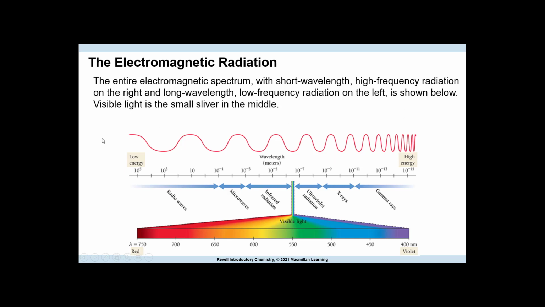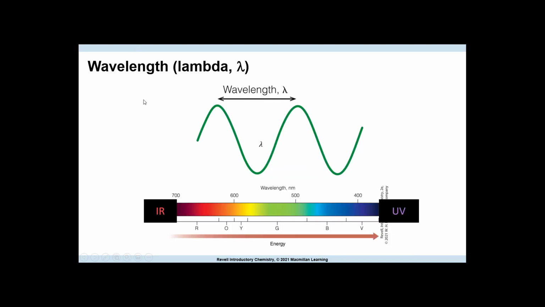I will explain what these are in the coming slides. Okay, so wavelength. Let's tackle wavelength. Wavelength is a wave, and it is denoted with the Greek letter lambda. I wrote the word out so you guys can understand. This is lambda, and this is what is going to be referred to as wavelength.